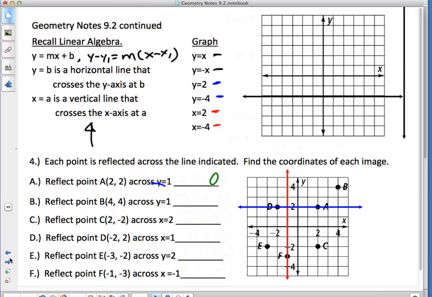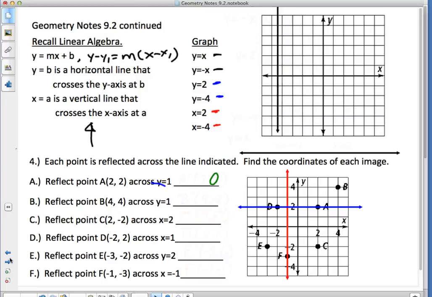Y equals negative 1, y equals negative 2, y equals negative 3, y equals negative 4, y equals negative 5, and so on. Let's talk about x. X equals negative 6, negative 5, negative 4, negative 3, negative 2, negative 1. X equals 0 is the y-axis equation. It's a vertical line crossing the x-axis at 0. Okay, x equals 1, a vertical line crossing the x-axis at 1. X equals 2, a vertical line crossing the x-axis at 2. And x equals 3, x equals 4, x equals 5, x equals 6.